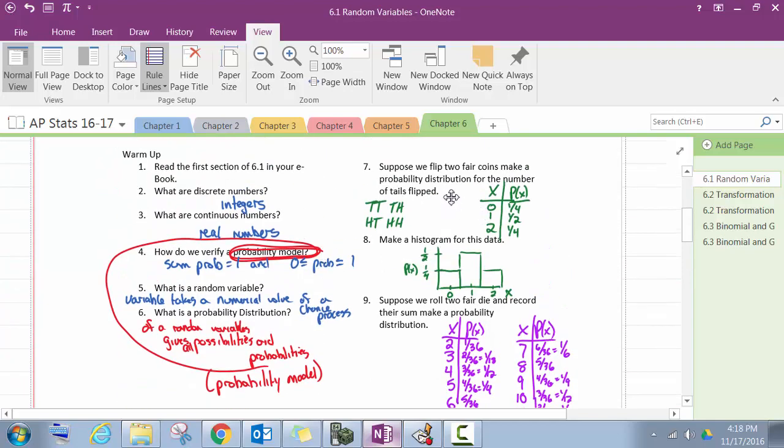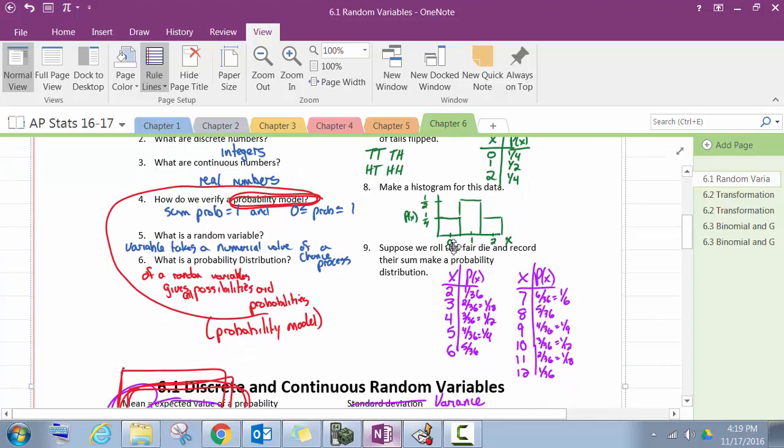Suppose you flip two fair coins, make a probability distribution for the number of tails flipped. Well, we can get tails, tails, tails, heads, heads, tails, heads, heads. So the possibilities are 0 tails, 1 tail, or 2 tails. 0 tails, well, it's this one right here, so 1 out of 4. 1 tail, here and here, so 2 out of 4, or 1/2. And we don't need to figure out this last one because 1 minus these two would give us this, but the probability of 2 tails is right here, 1 out of the 4. So that's our probability distribution.